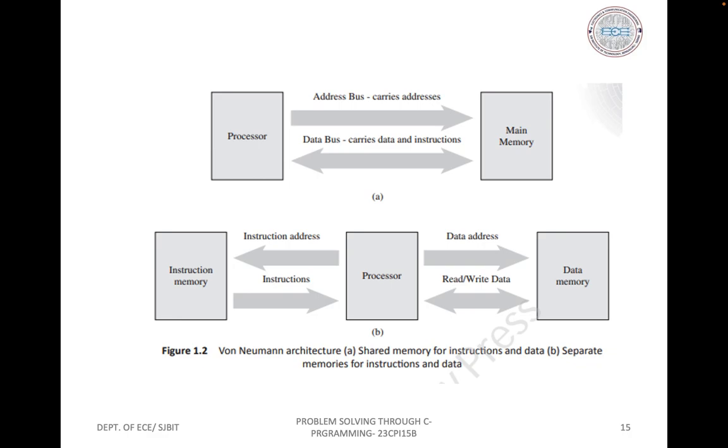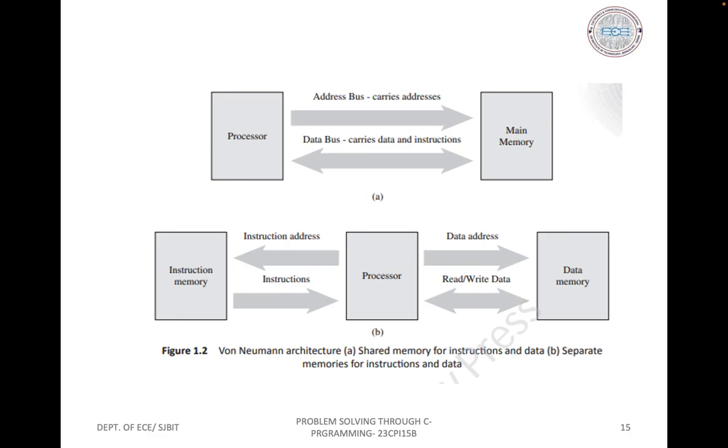So here we have a block diagram for von Neumann architecture, which shows shared memory for instructions and data, figure A, and figure B shows the separate memories for instructions and data. In the first figure, figure A, we can see that we have processor and the main memory. And it has two buses. One is address bus, which carries the addresses, and the data bus that carries the data and instructions. As we can see, the data bus is bidirectional, but the address bus is unidirectional from processor to main memory.